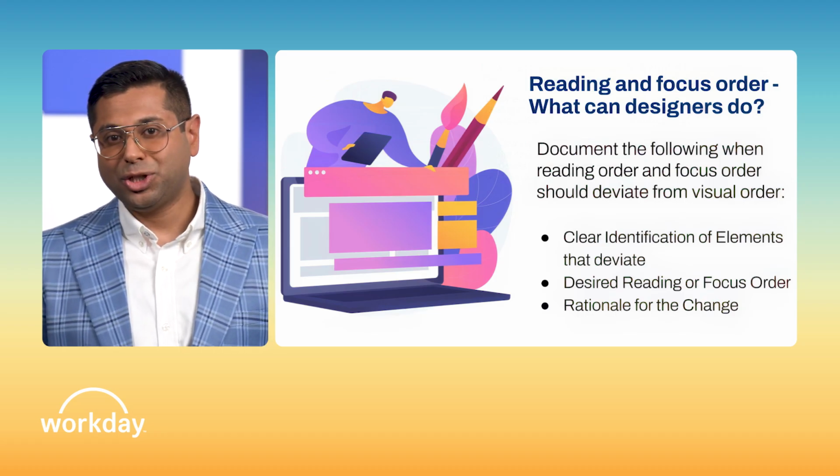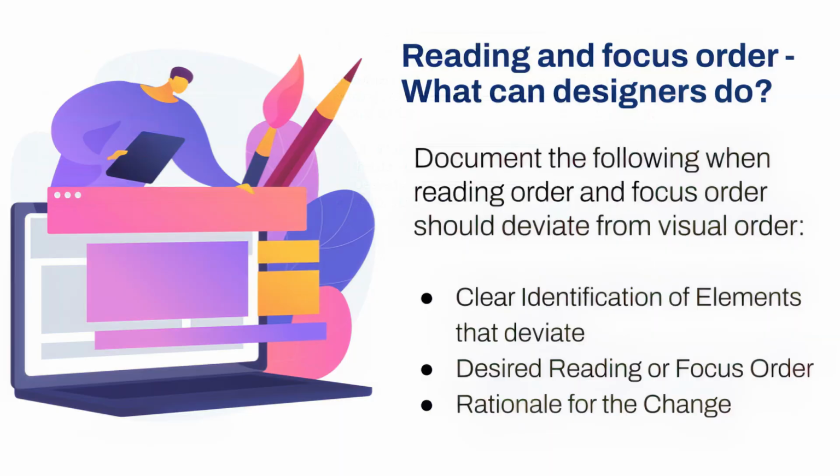This documentation should include clear identification of the elements whose reading or focus order should be different from their visual order. Secondly, the desired reading or focus order for those elements. And lastly, a rationale for that change, explaining why the change is necessary for accessibility. By taking the time to consider reading and focus order and documenting any necessary deviations from the visual order, designers can make a significant contribution to creating a more accessible design.